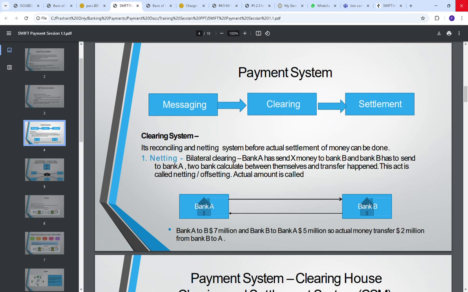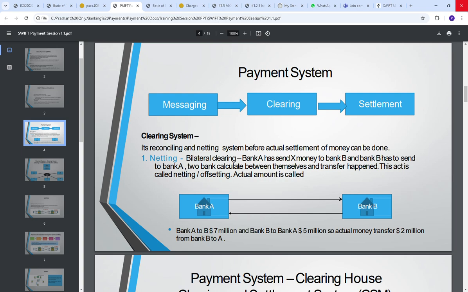Okay. One more simple example. HDFC Bank has to send 1,000 rupees to ICICI Bank. At the same time, ICICI Bank also has to send 900 rupees to HDFC Bank. Did you understand the scenario now? HDFC Bank has to send 1,000 rupees.